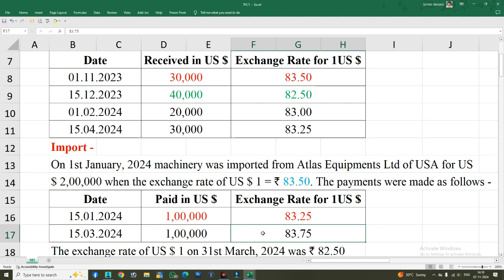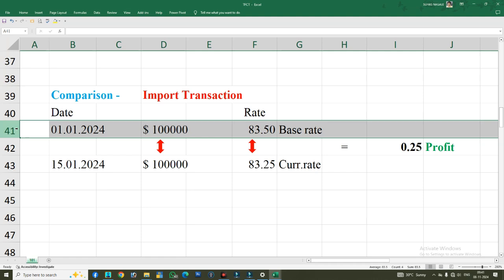Same as the previous transactions, we have to ask 3 questions again, because there are 2 types of transaction. First question: export or import? This is import, different from previous. Receipt or payment? Definitely in case of import, payment. And third question: profit or loss? This is the comparison in case of an import transaction.